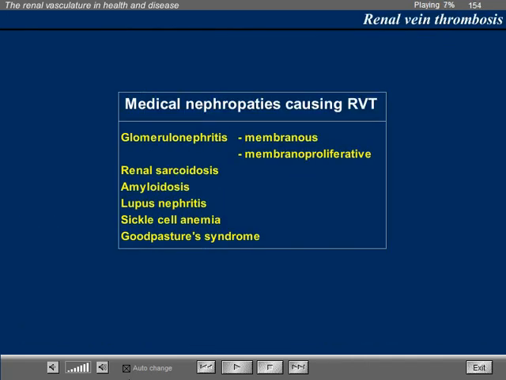Causes of renal vein thrombosis due to medical nephropathies include glomerulonephritis, both the membranous and the membranoproliferative form of glomerulonephritis, renal sarcoidosis, amyloidosis, lupus nephritis, sickle cell anemia, and Goodpasture syndrome, which is the so-called pulmonary renal hemorrhagic syndrome.